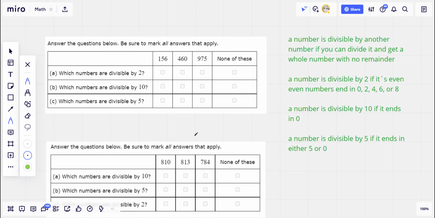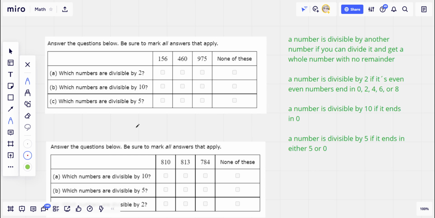In these problems, we are talking about divisibility. So it's asking which numbers are divisible by 2 or by 10 or by 5. A number is divisible by another number if you can divide it evenly, if you can divide it and get just a whole number answer with no remainder or decimal portion or anything like that.